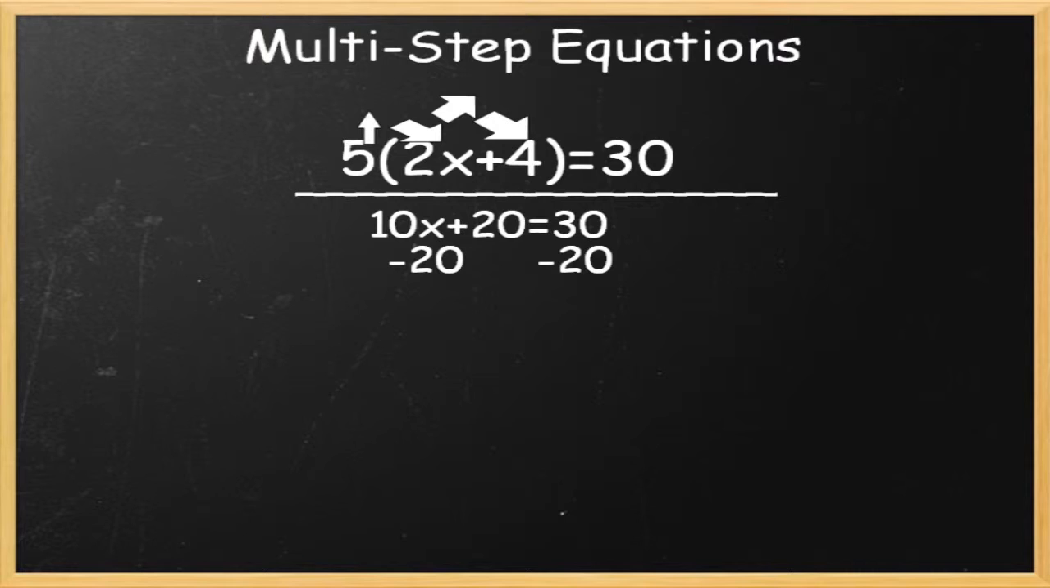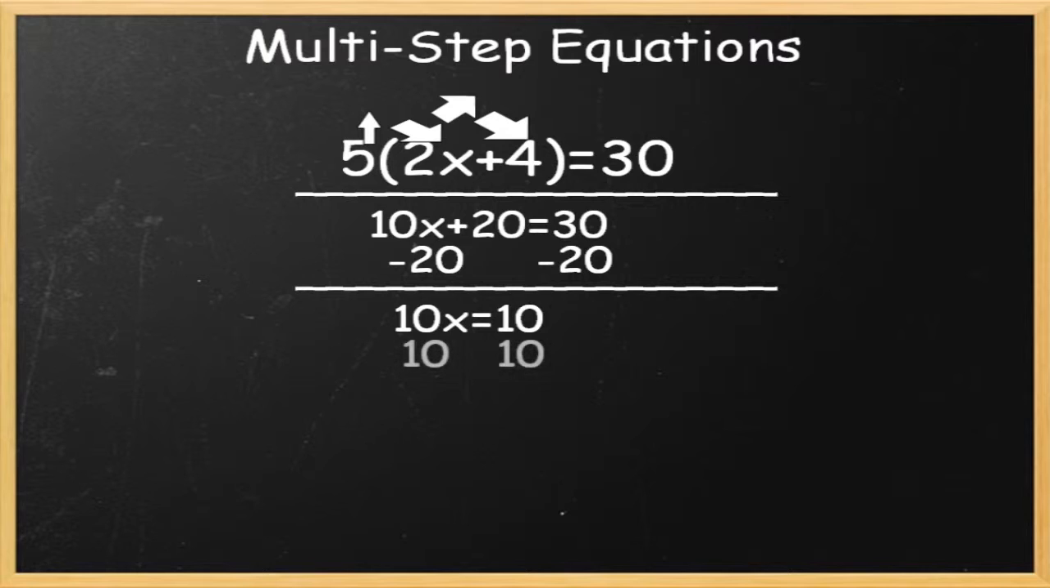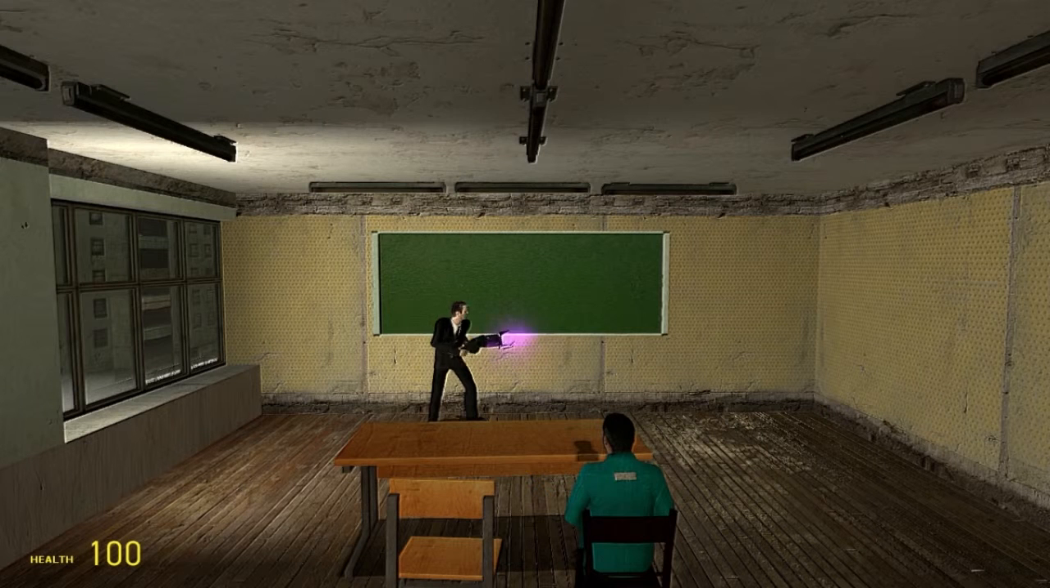Now you can just do normal inverse operations. Subtract 20 like normal because 20 is being added to 10x. Now you have 10x equals 10. Divide by 10. And now you just get x equals 1. And the x is by itself, so that is your answer. So in multi-step, distributing numbers is a pretty hard thing to do.